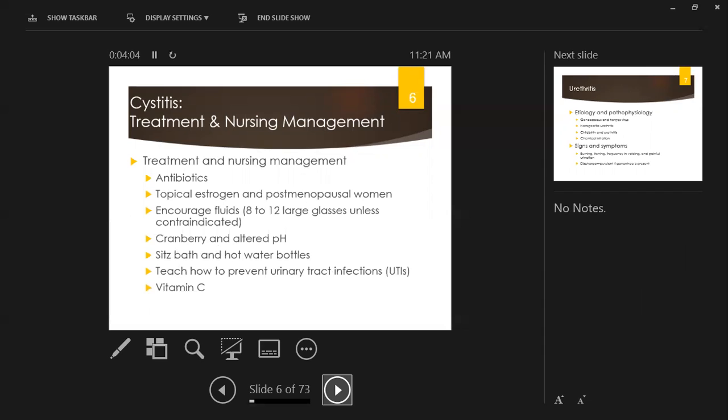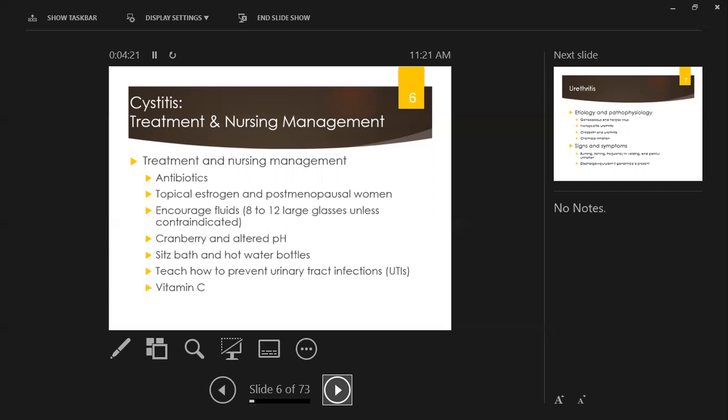Treatment and nursing management of cystitis. Well, antibiotics is going to be your big one because this is a bacterial infection. We also can provide topical estrogen cream to postmenopausal women in order to help make their tissues stronger and maybe less susceptible to bacterial infection.